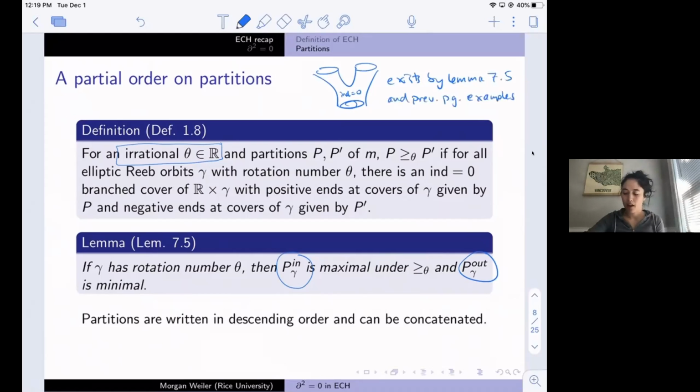Okay, and then a final note is we always think of partitions as being written in descending order, the largest number first, and then you can concatenate them. We're going to be doing that several times later. So if you have two partitions in descending order, and the largest number in the second one is smaller than the smallest number in the first, you can just stick them together and you'll get a partition of the sum of the two numbers that you partitioned. And sometimes, if you take P out and P out and concatenate them, that's P out of the sum of the numbers.